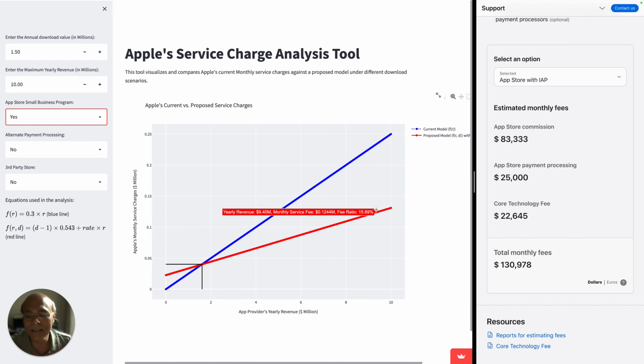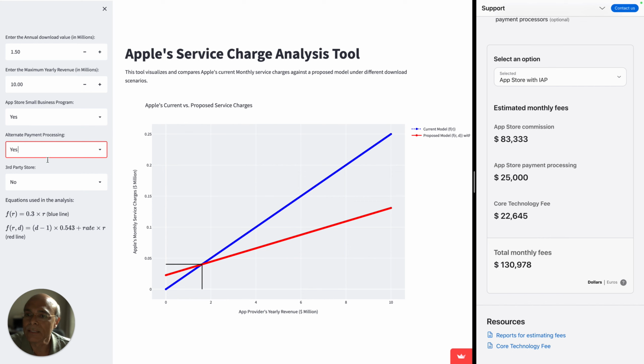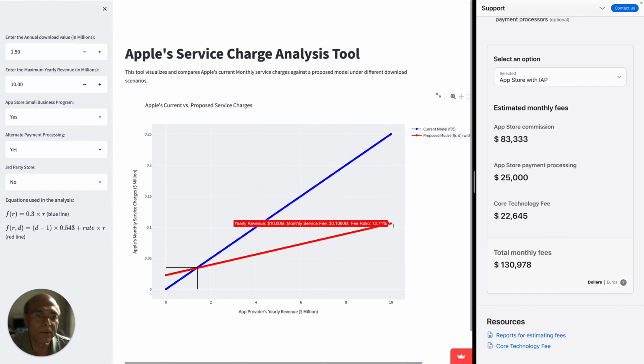So that's why I created this tool, so that anybody who wants to understand the implications of this revenue share regime and the new service charge revenue can easily do that. Now let's take alternate payment processing as well. If I put alternate payment in, look, this has gone further down because there is a 3% reduction.